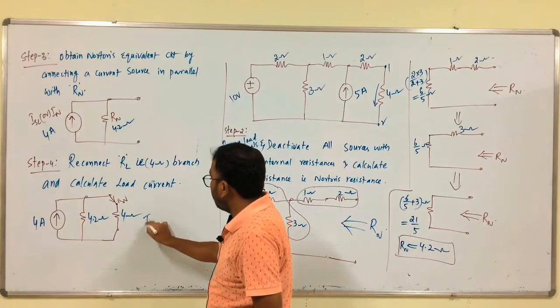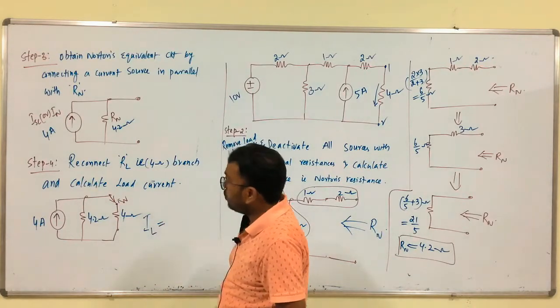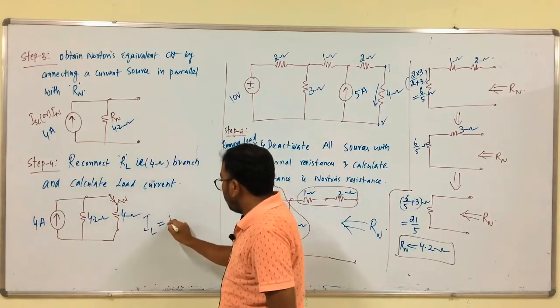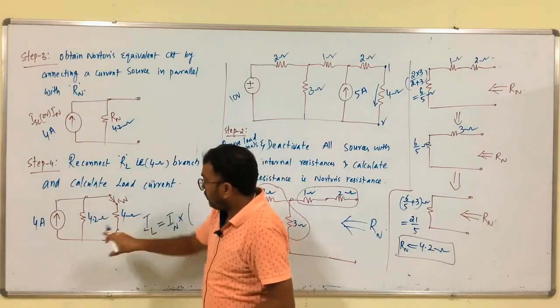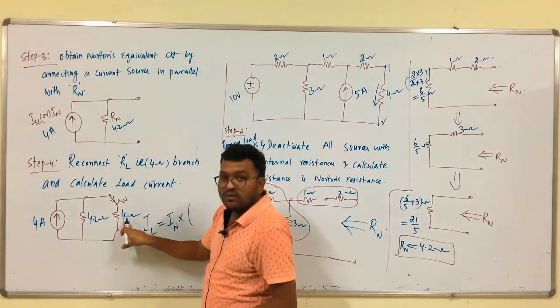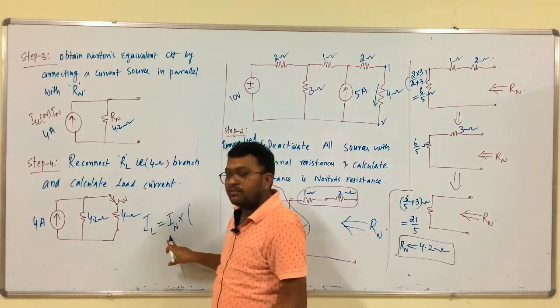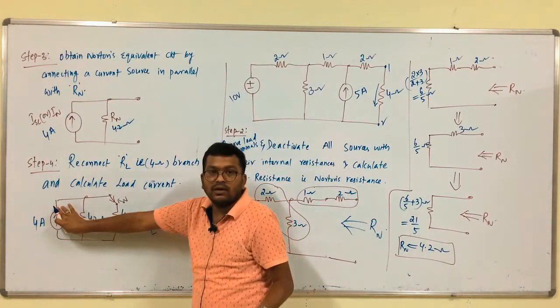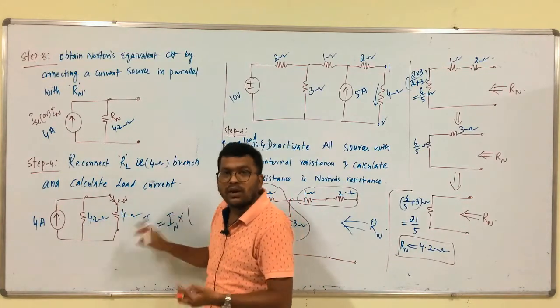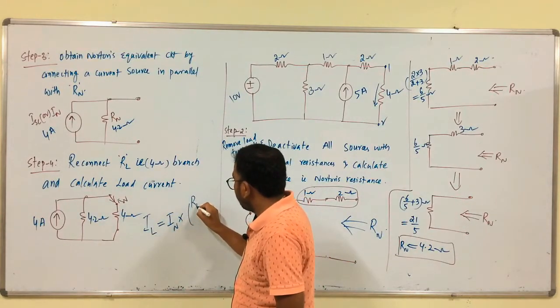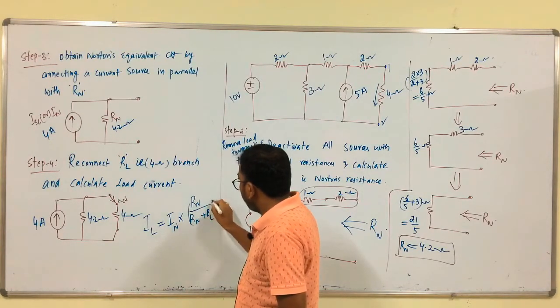We have to apply, that is, load current equals the total current in the circuit, that is IN, multiplied by... we have to calculate the current through this branch, no? We have to apply the current division principle. So, total current in the circuit multiplied by opposite branch resistance by total resistance, that is, opposite branch resistance is nothing but Rn, by total resistance Rn plus RL.